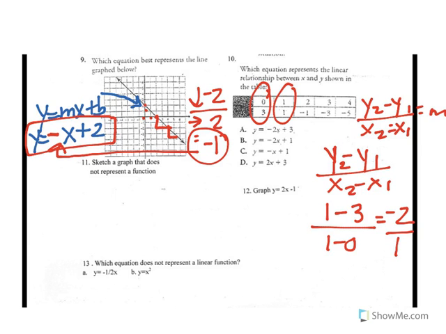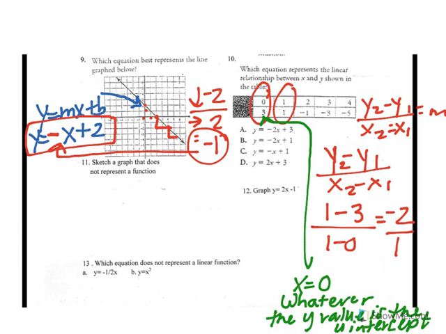And in this case, our y-intercept is easy to find because when x equals 0, if they give us the information where x equals 0, whatever the y value is, that's the y-intercept. So here, it says that y is 3 when x equals 0, so we know that's going to be our y-intercept. So our slope would be negative 2, and our y-intercept is 3. So our answer would be A.